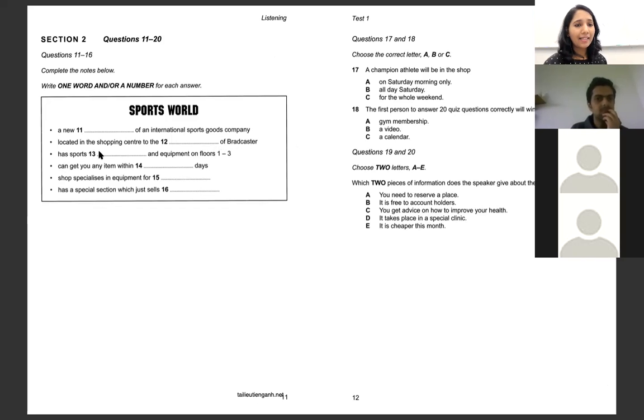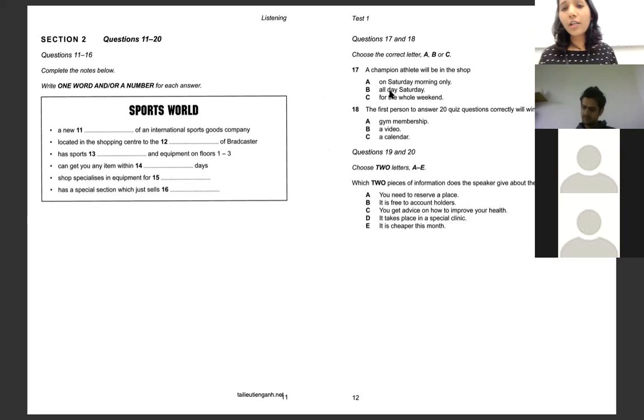So if you look at this, has sports dash and equipment on floors 1 to 3. Has sports accessories, or could be, yes. So yeah, it's some kind of a noun that we are looking for. Can get you any item within dash days. So you're looking for a number, a double digit number, because it says days. Then this shop specializes in equipment for maybe some kind of a sport, right? Then, yes, has a special section which just sells dash, some kind of an accessory again. Now, the next type of question is your multiple choice question, which some students find difficult.